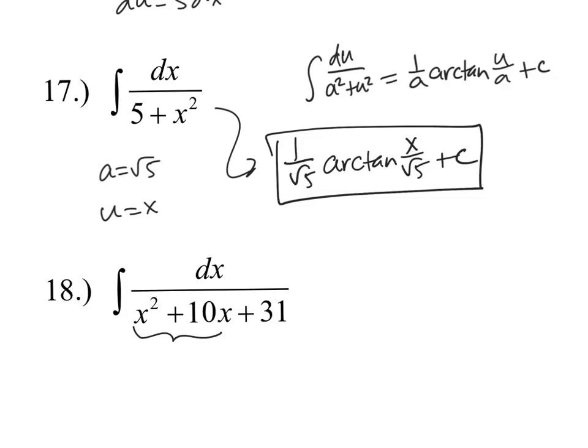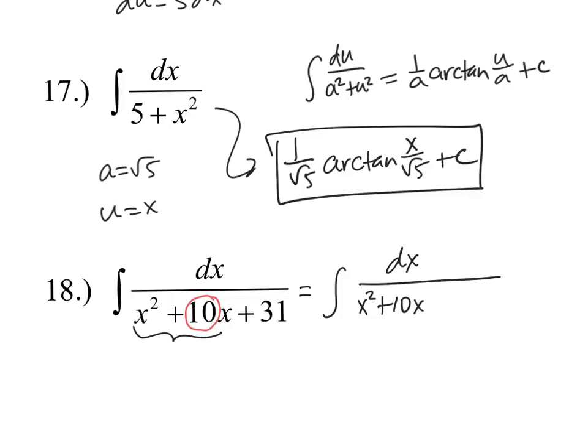Look at your first two terms and let's make that binomial into a trinomial that's a perfect square. So what we do is we take the coefficient of x, we're going to take half of that coefficient and square it. So this would be equal to the integral of dx over x squared plus 10x.